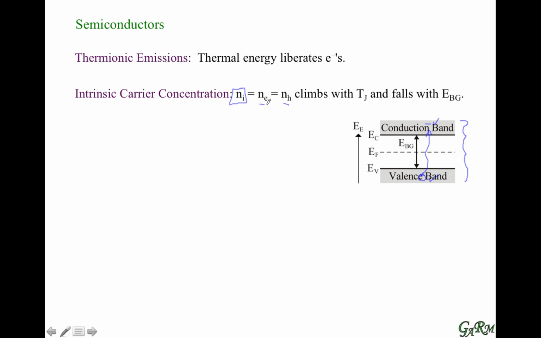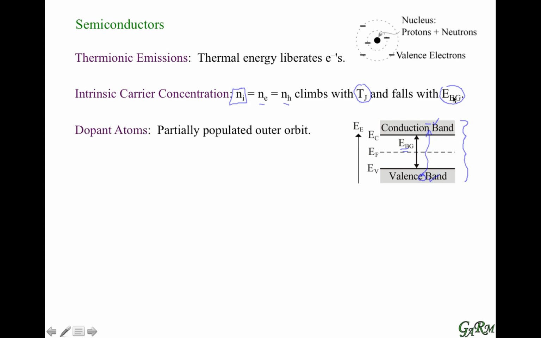When the temperature is higher, we add more energy and more electrons break away, so that concentration increases with junction temperature. But if the band gap energy is higher, that means that electrons require more energy to liberate. So as a result, the carrier concentration decreases when the band gap energy is higher.